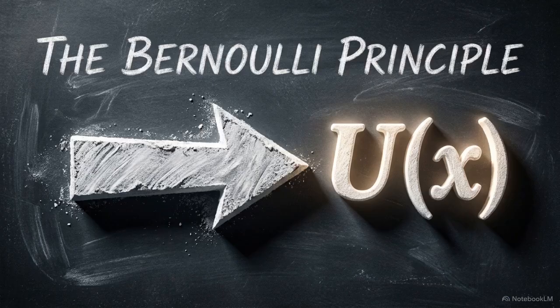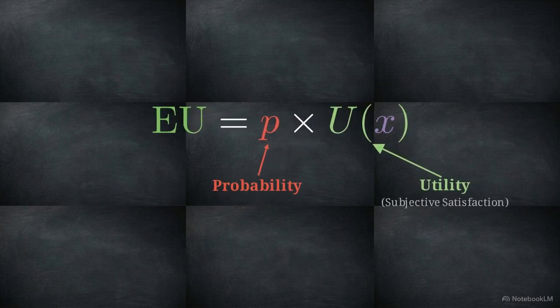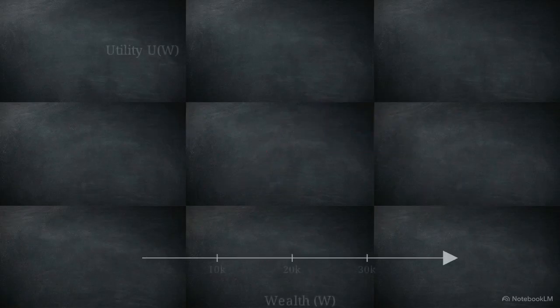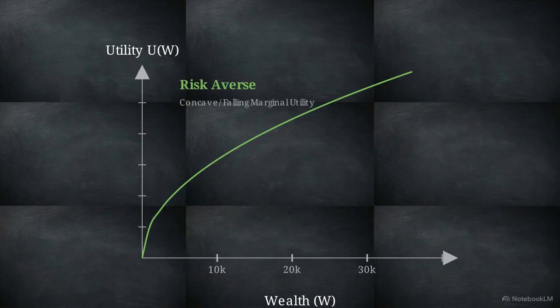This insight, that the subjective value of wealth diminishes as you accumulate it, led to the development of expected utility theory. Instead of averaging the raw money, we multiply the probability by the subjective satisfaction, the utility that the money provides. This coordinate plane maps wealth on the x-axis against the utility derived from that wealth on the y-axis. For a risk-averse individual, like our farmer buying crop insurance, the utility curve is drawn concave, bending distinctly downward. This geometry shows falling marginal utility. Initial income provides immense satisfaction, but subsequent gains yield diminishing returns.